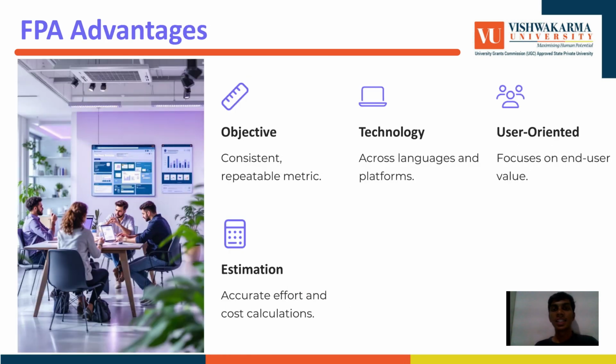Now let's highlight some of the advantages of FPA. Early estimation. You can estimate effort even before development starts. Comparison. You can benchmark productivity across teams or projects using consistent metrics. Client communication. Clients understand functional features better than lines of code. FPA helps bridge that communication gap. Productivity tracking. You can track how many function points are delivered per developer per month, giving valuable insights into efficiency. In short, FPA makes planning and monitoring much more data driven.